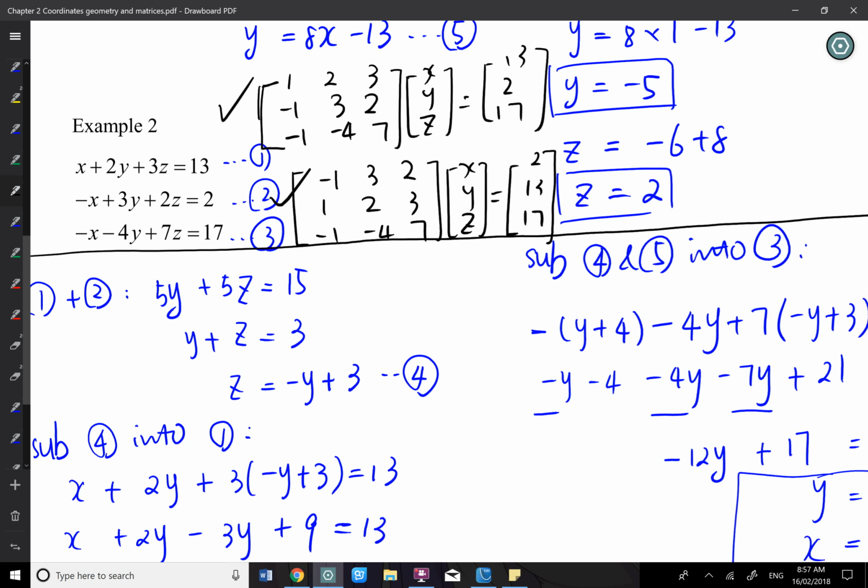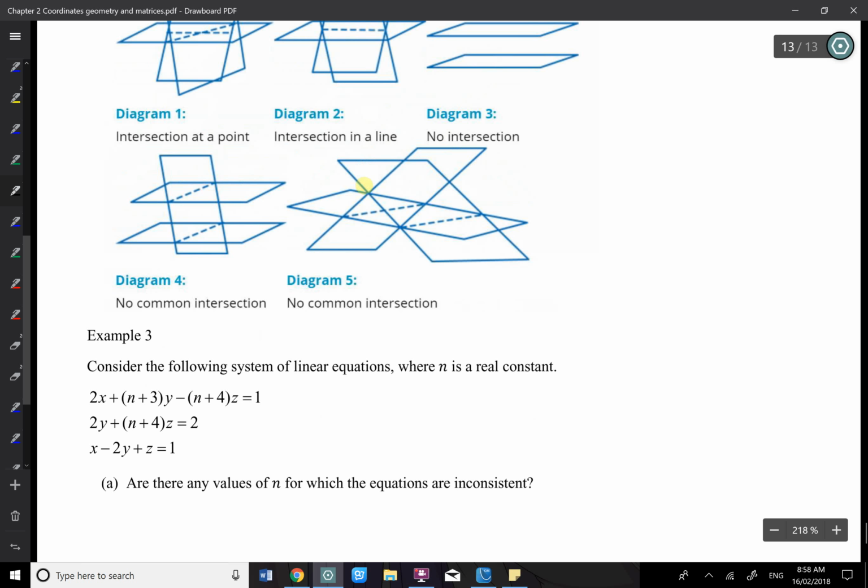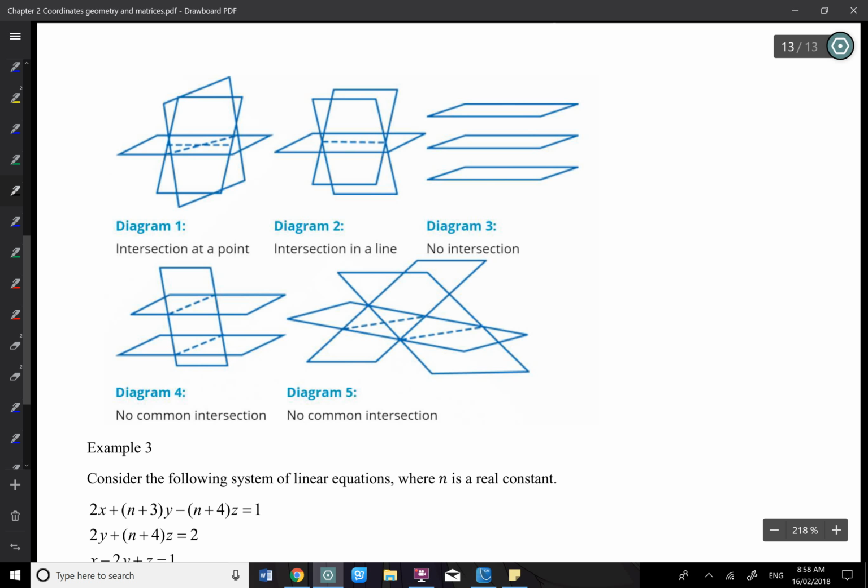Any questions for three simultaneous linear equations? Okay, if no, we go into some extensions. We're going to see what three simultaneous equations mean.